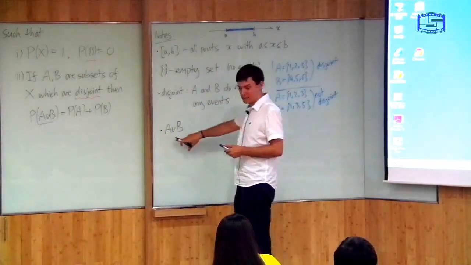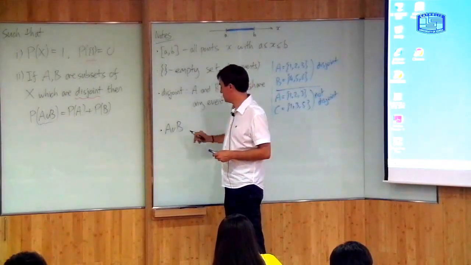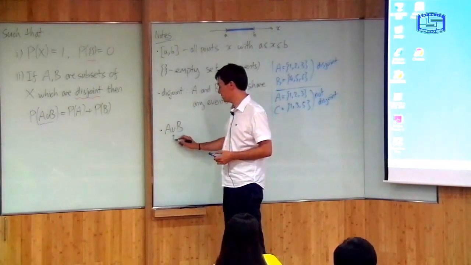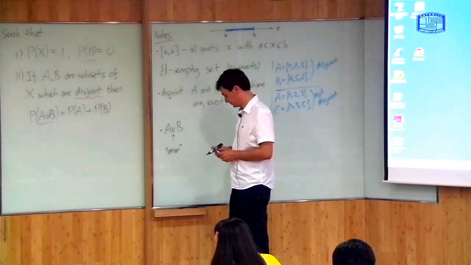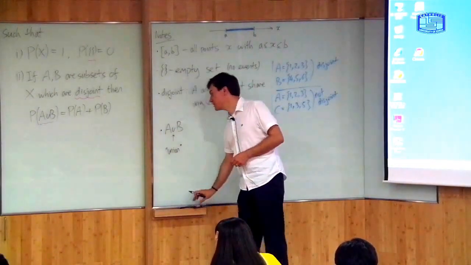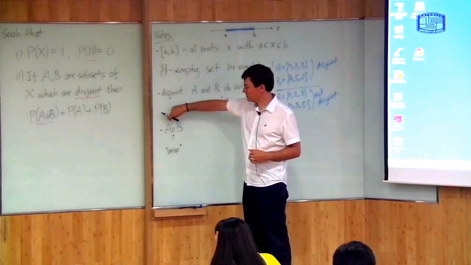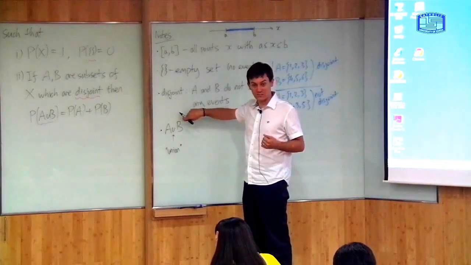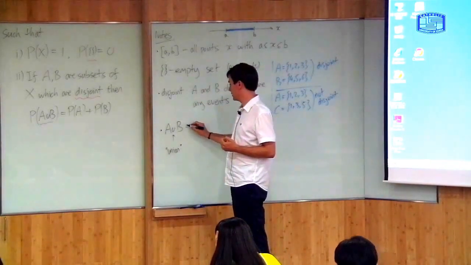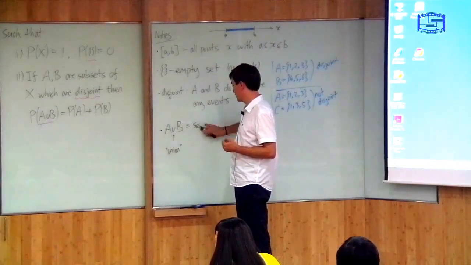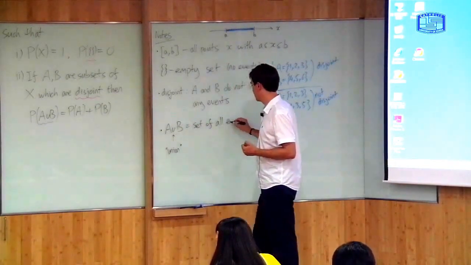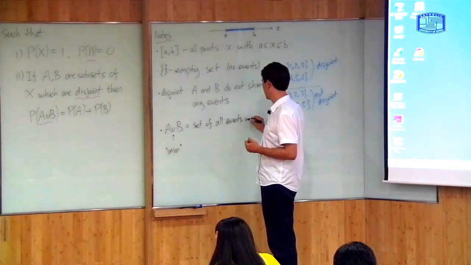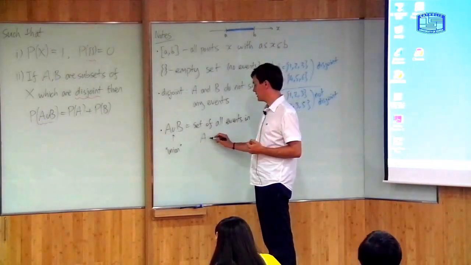So finally we come to this symbol, A with the kind of U shape and B. This is called the union. And it simply means the set which contains all of those things of A and all of those things of B. The set of all events in A and B.